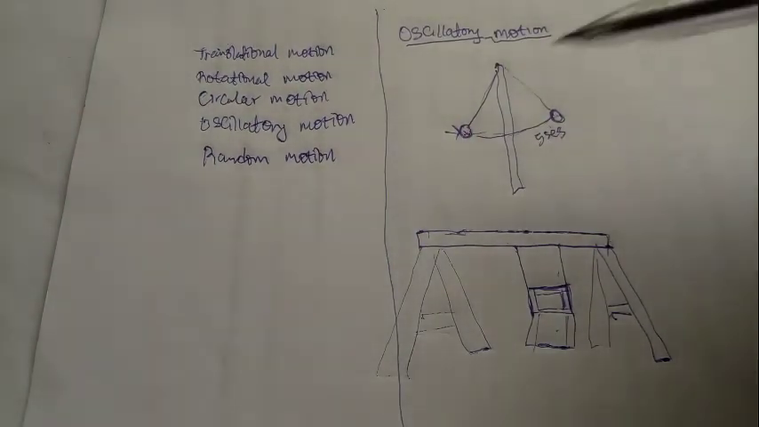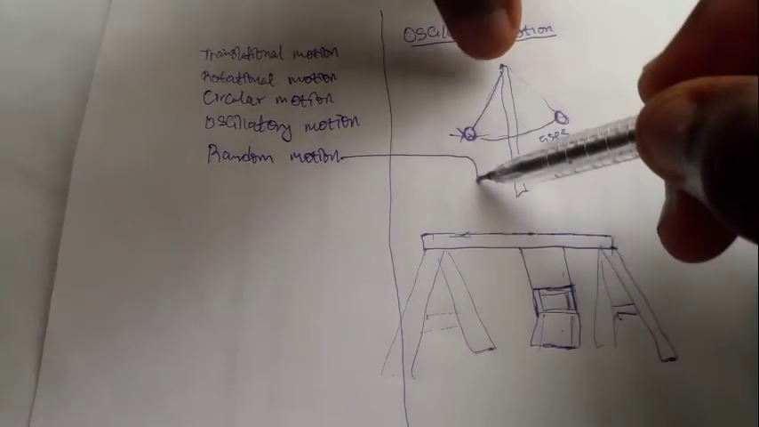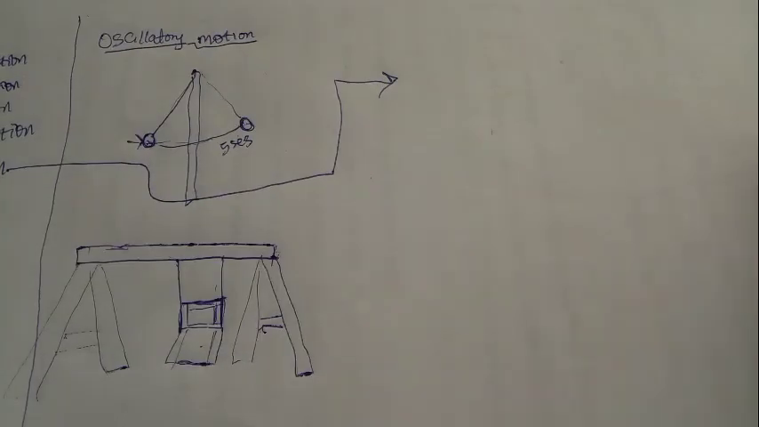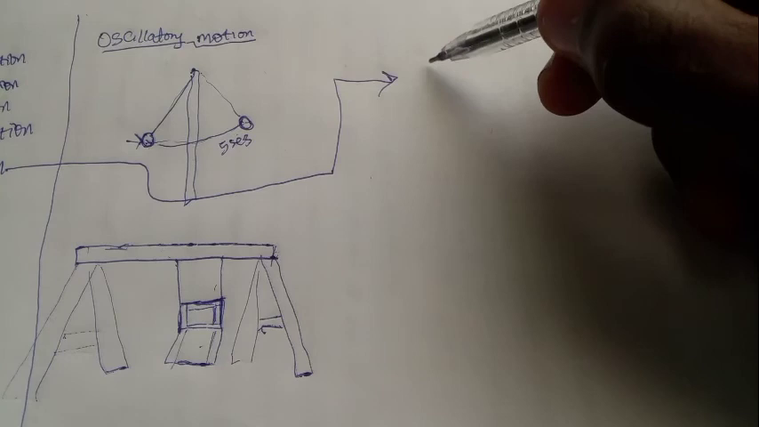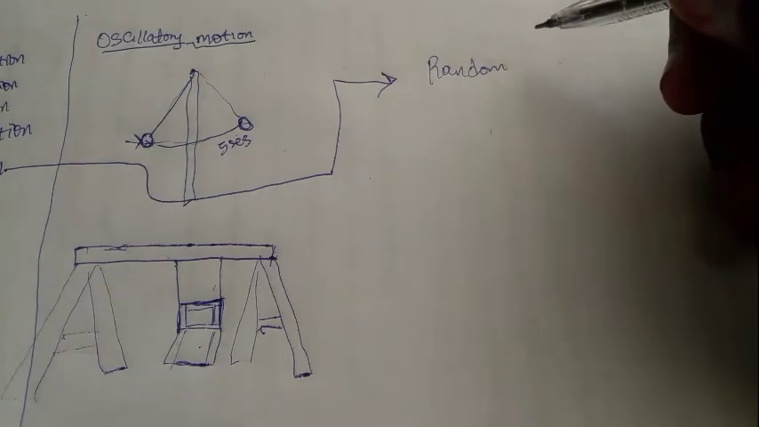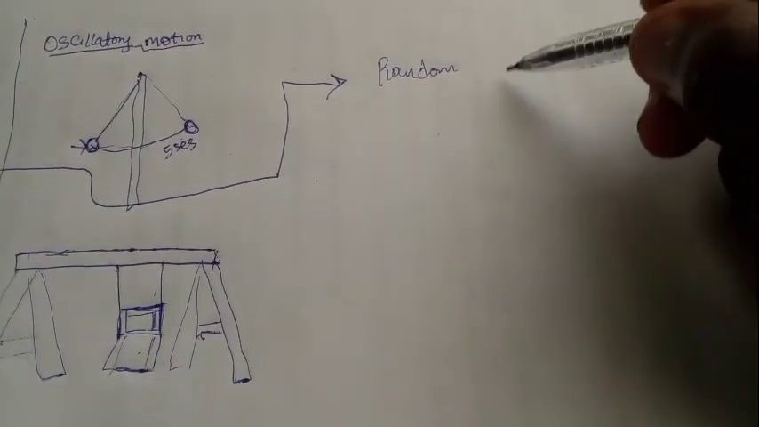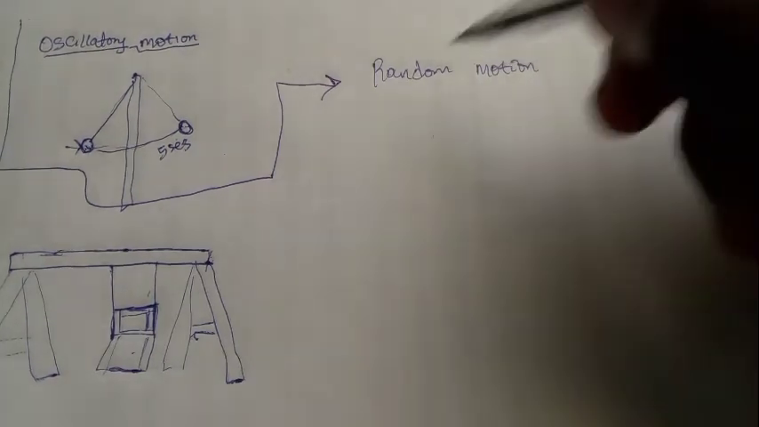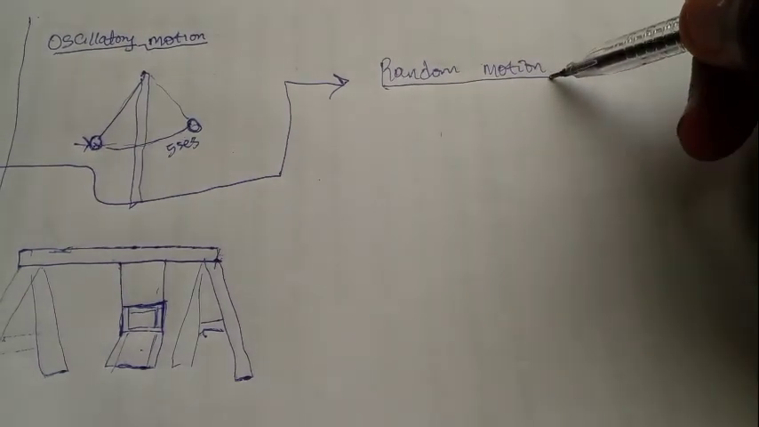I would like to add random motion. Now, what is a random motion? Let me start by saying that a random motion is the unspecified directional movement of a body, which means that when a body is moving, the movement is not specified. Random motion, you can write it down, it's the unspecified directional movement of a body, or we can say it's the zigzag movement of a body. The body moves along a path that is not defined.